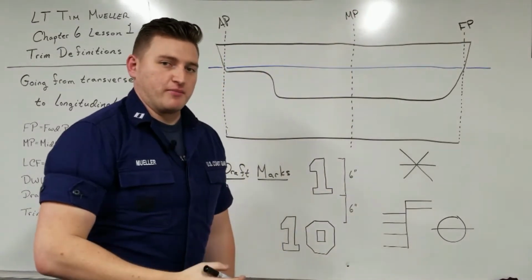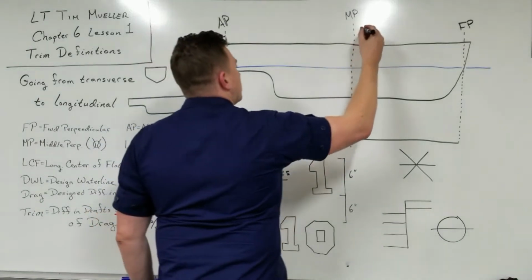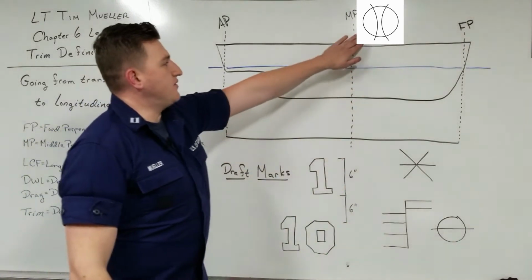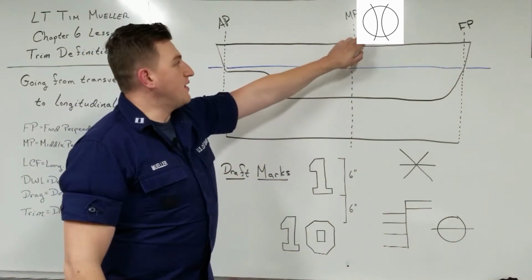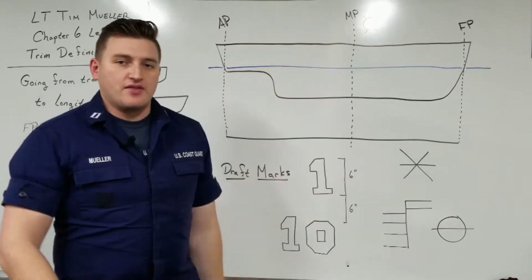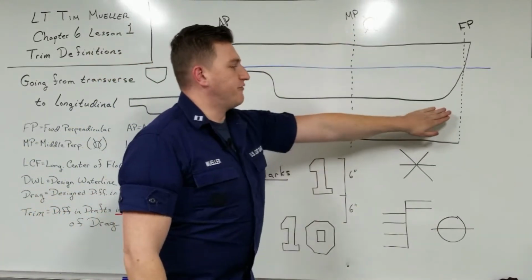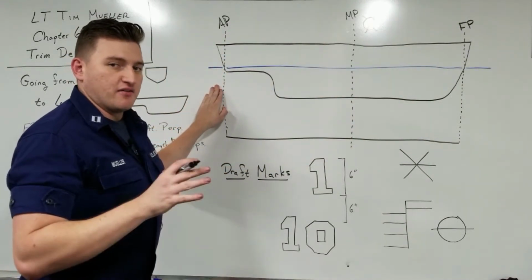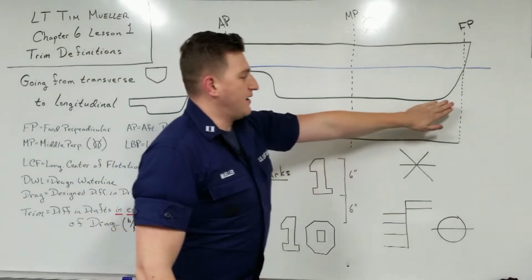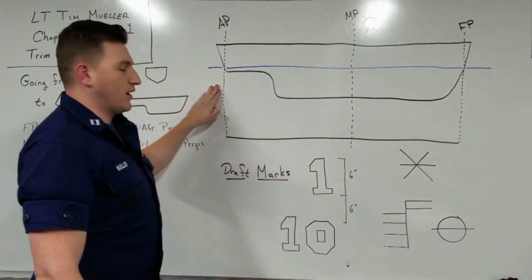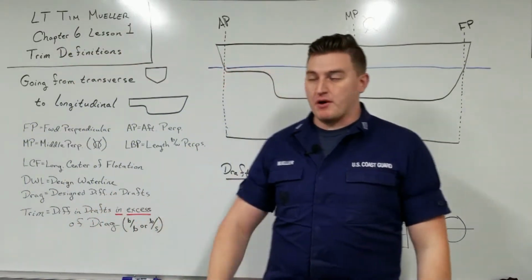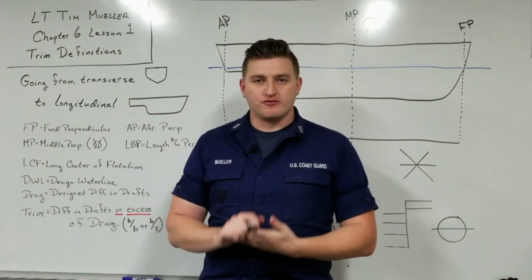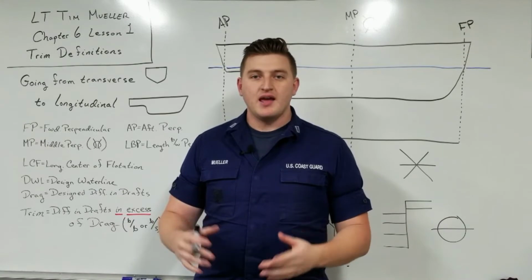And the symbol for the middle perpendicular looks kind of like a tennis ball. It is something like, just like that. So if you ever see this symbol in future lessons, this means middle perpendicular. Then the length between the perpendiculars is just the distance from the forward perpendicular to the aft perpendicular. It's not necessarily the overall length of the ship. So if we had this frame being 0 and this one being 100, our LBP, length between perpendiculars, would be 100 feet.